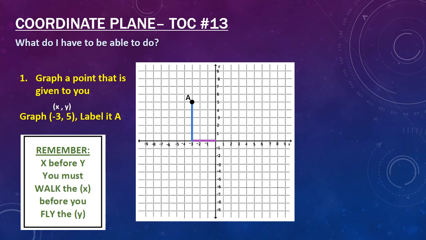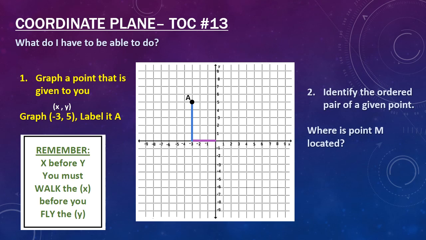The other thing you have to be able to do is identify the ordered pair for a given point. For example, if I gave you this point here and I labeled it M, you would have to tell me what are the numbers. So if you look, and this is where students make mistakes because they try to do it in the wrong order, you have to start at the origin and either go left or right first. I'm going to go right to the 7, so my first number is going to be a 7, and then I'm going to go down 1, which is a -1.